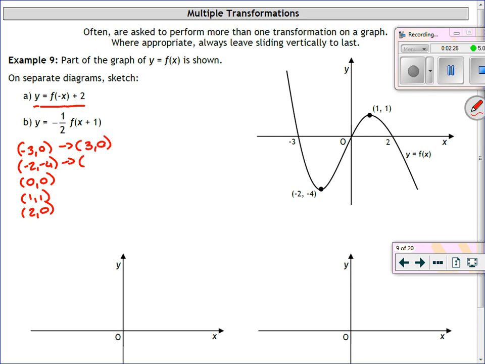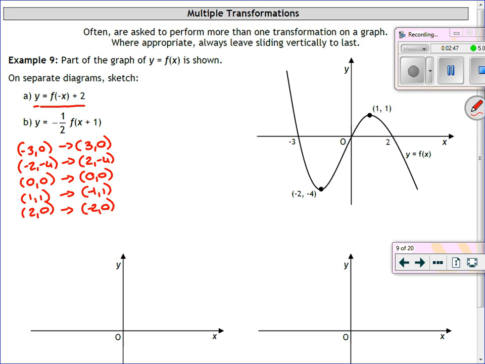Minus 2, minus 4 goes to 2, minus 4. 0, 0 stays as 0, 0. 1, 1 goes to minus 1, 1. And 2, 0 goes to minus 2, 0.